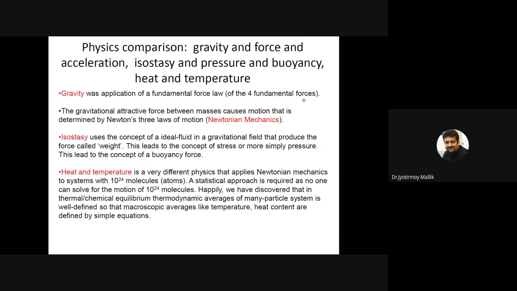Before we get into the heat system, let us understand how the physics of the mechanical forces and the forces that arise due to heat, or the whole physics of heat, compare with each other. So gravity is an application of a fundamental force, one of the four fundamental forces, as we have discussed before. Gravitational attractive force between masses causes motion, and that is determined by three laws of motion, which we call Newtonian mechanics. Of course, you know about these three laws.